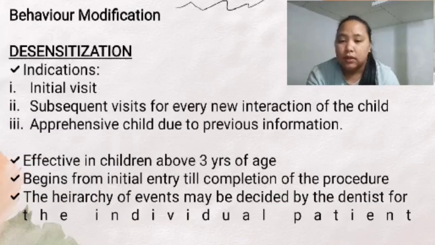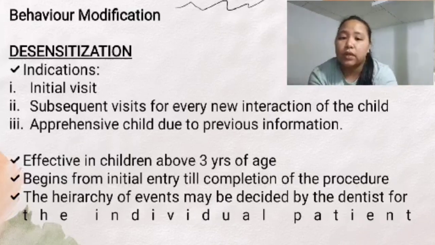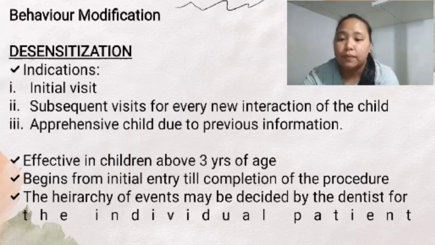Indications: initial visit, subsequent visits for every new interaction of the child, apprehensive child due to previous information, effective in children above 2 years of age, begins from initial entry till completion of the procedure. The hierarchy of events may be decided by the dentist for the individual patient.